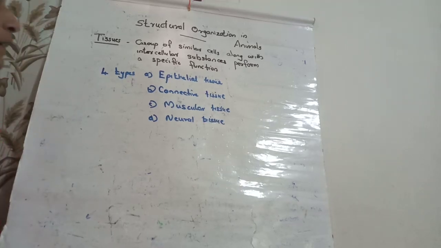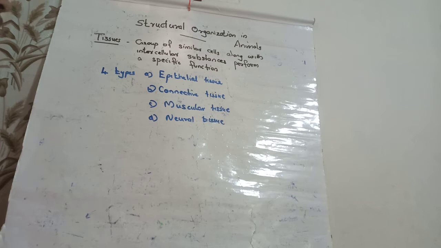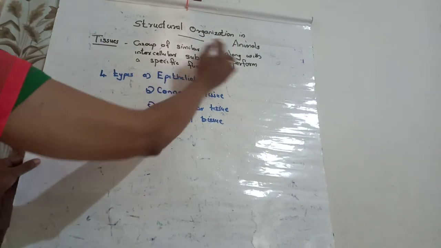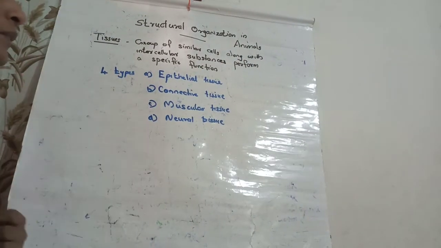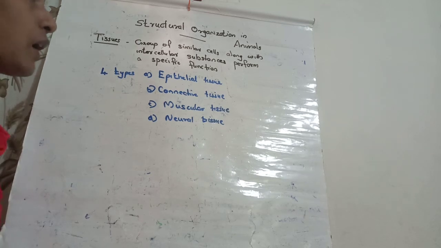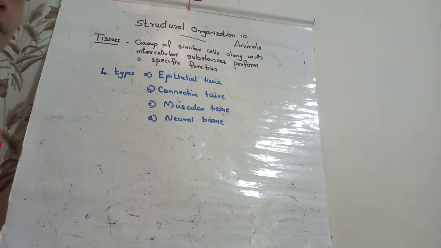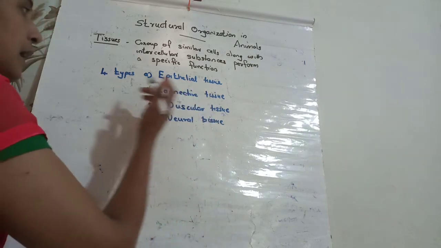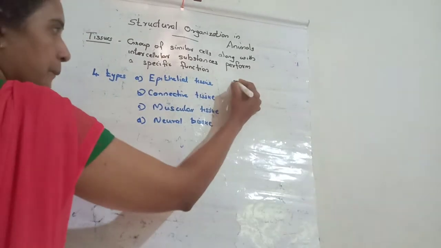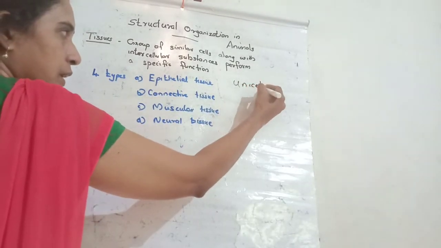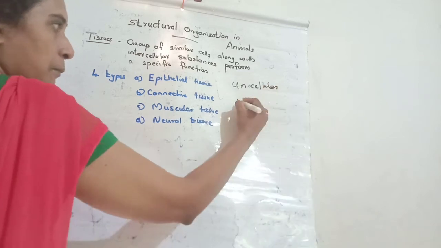Hi students, next our chapter, structural organization in animals. Structural organization is the 7th chapter. In this chapter we have to discuss how the body of animals is composed, or how it is structurally organized. We studied that animals are of two types, unicellular animals and multicellular animals.